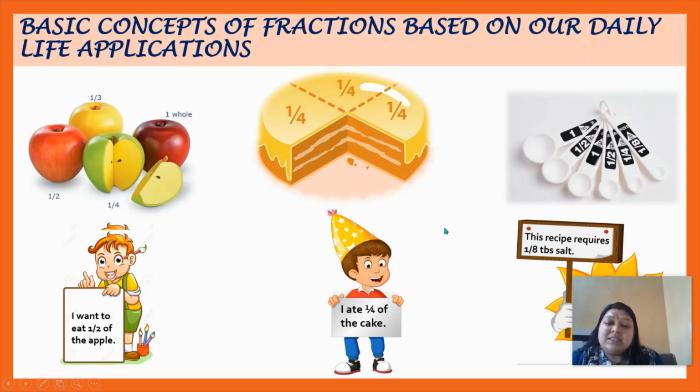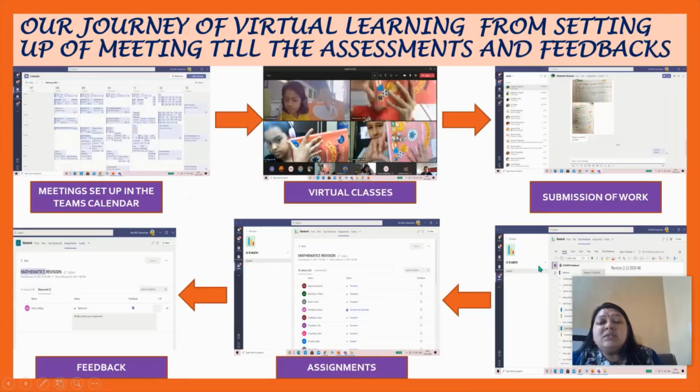Here a child says, I want one fourth of the cake. Here the recipe needs 1/8 of a tablespoon of salt. This is the way we can explain daily life applications of any concept when a child relates it to his own life, and the moment he does, he will learn the concepts very soon.